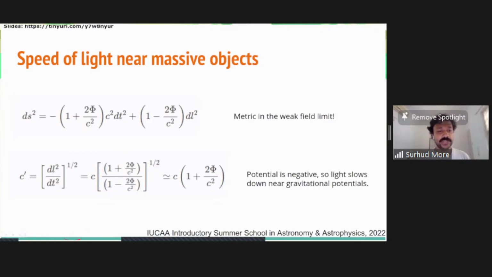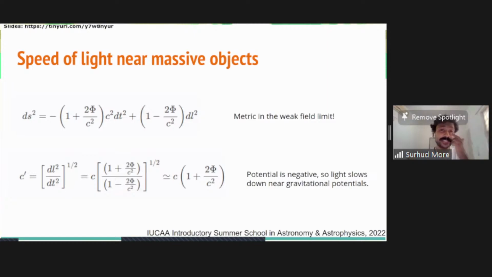So in that case, you can do Taylor expansions of this and keep only the leading order terms. And so what you will see is that the velocity of light, c prime, when it is traveling in a metric which is given by this, looks something like this. It is the speed of light c times a correction factor, which is 1 plus 2 phi by c square. Now we know that the potentials are negative, and so because the potential is negative, what you will see is that the speed of light is less than c when it is traveling near massive objects. So light slows down near gravitational potential.